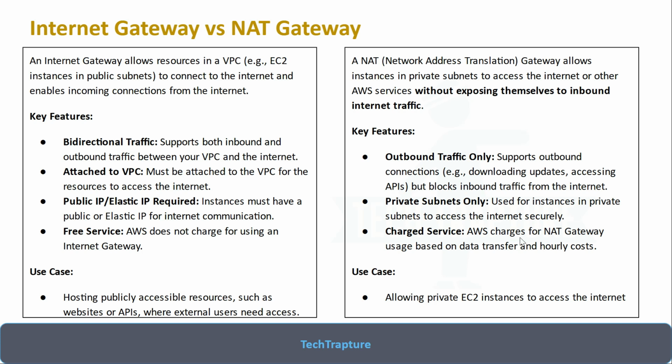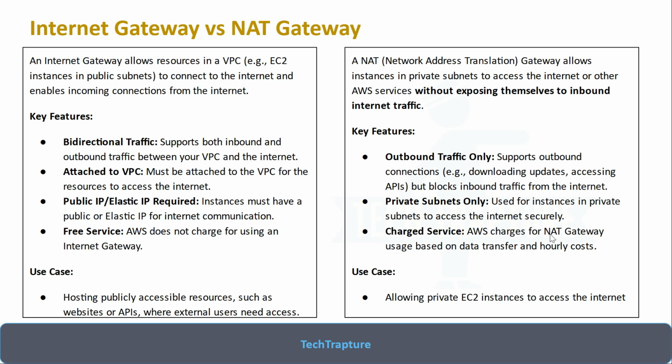It is used with a private subnet and it is a chargeable service. So if you are using a NAT gateway, you need to pay for it. And its use case, I would say, is for an EC2 instance to access the internet. Suppose you have an EC2 instance which needs some package to be downloaded from the internet. In that case you use a NAT gateway.